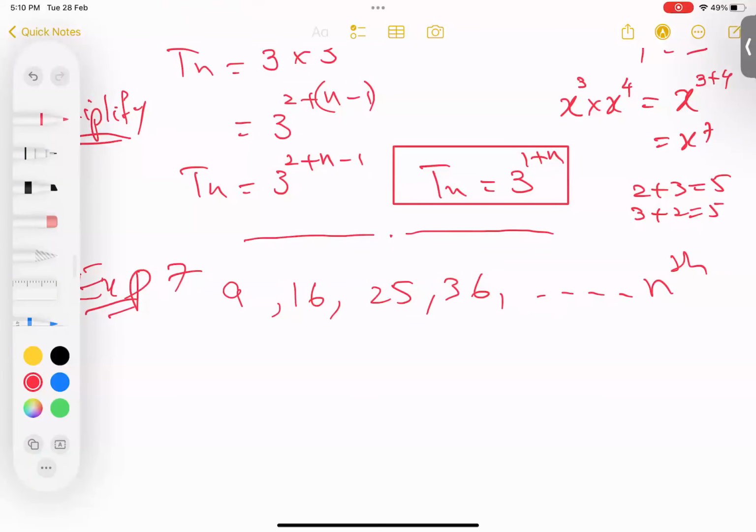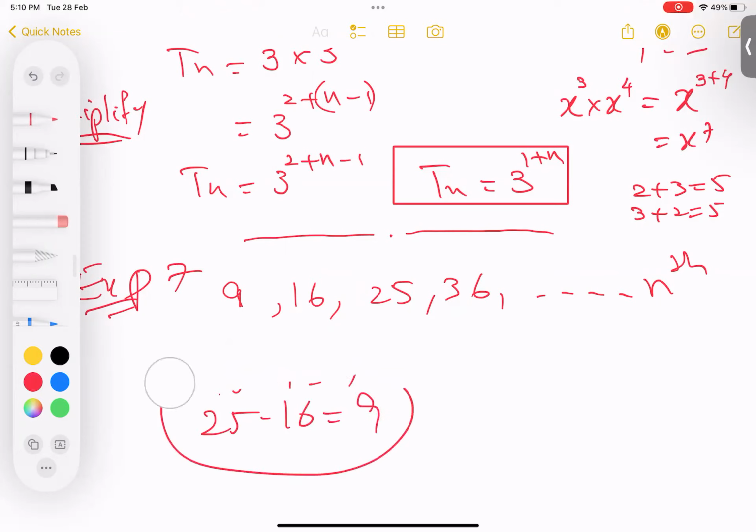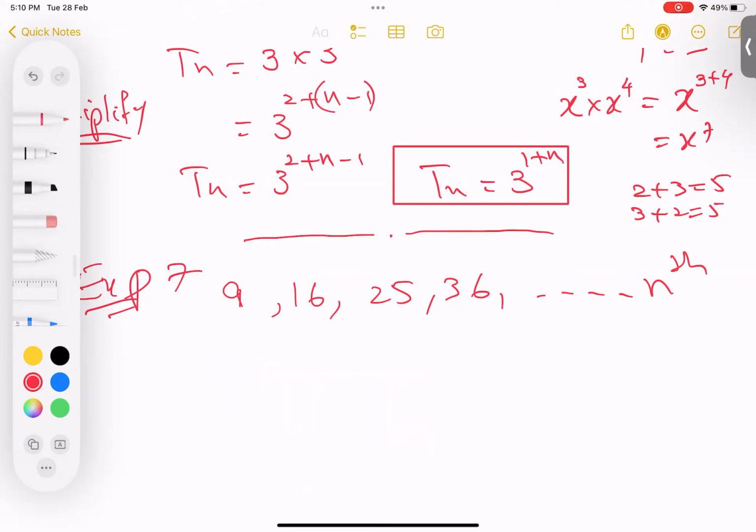Yes, student, let's start. Example number 7. The numbers given are 9, 16, 25, 36. You can see that these are square numbers, like square of 6, square of 5, square of 4, square of 3. But are they AP or GP? Check. 16 minus 9 is 7. 25 minus 16 is what? It is 9. Oh, this is not an AP, because the common difference is not matching.